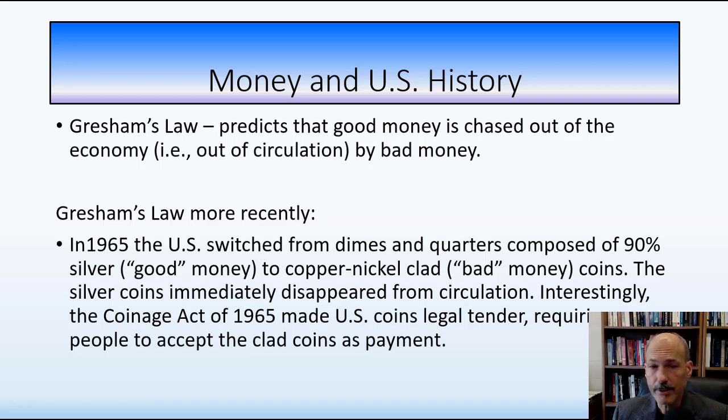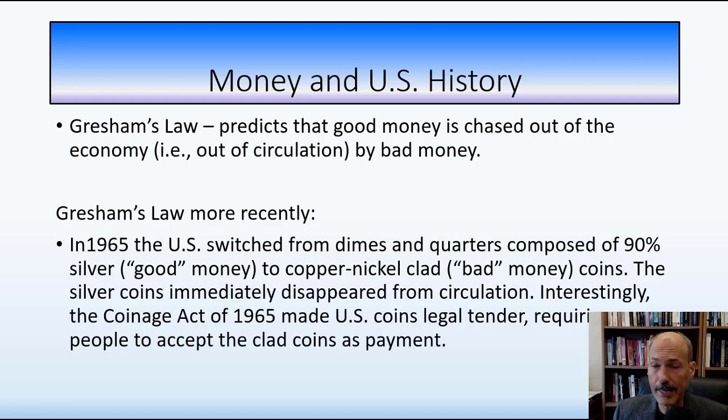In 1965, the U.S. switched from dimes and quarters, which were composed of 90% silver, to copper and nickel clad coins. So we switched over in the mid-60s to the copper and clad coins that you see today. The silver coins immediately disappeared from circulation. People realized that four quarters, for example, were worth far more than a paper dollar. So the coins went in people's drawers, and people transacted in paper money, and then they also transacted in these clad coins.